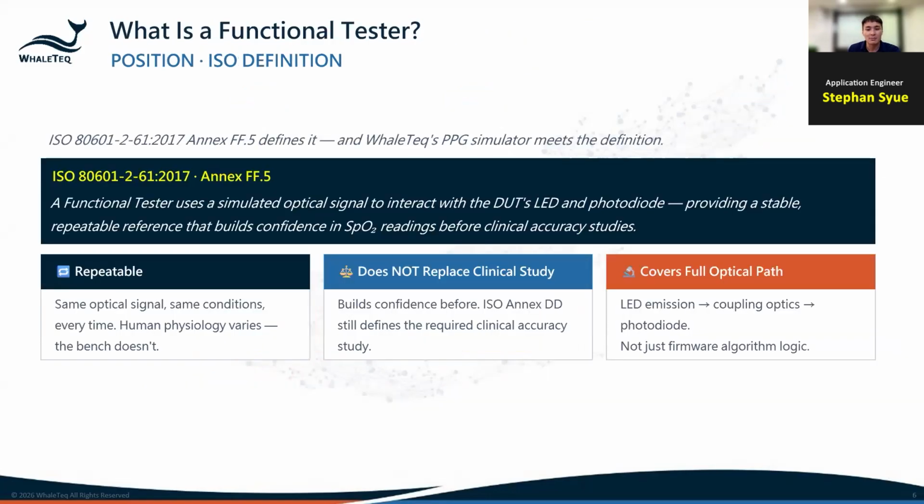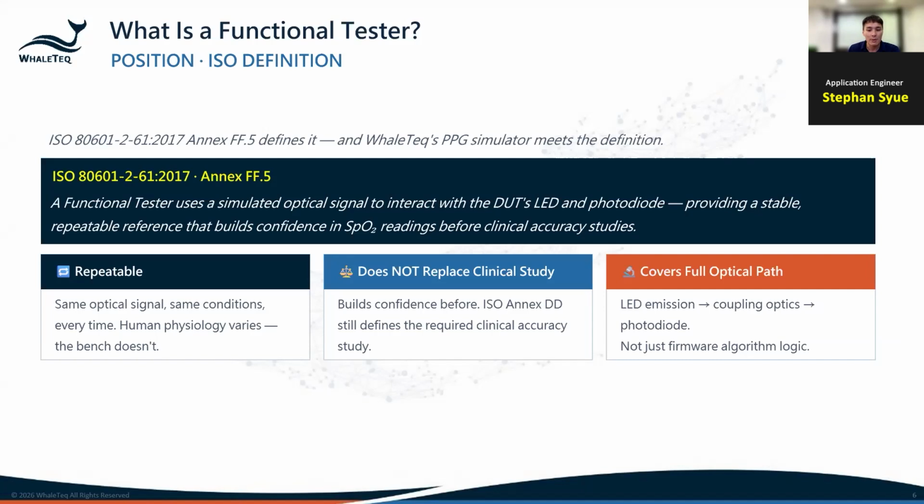So that's the anchor for the bench test in the standard. The oximeter standard is ISO 80601-2-61, version 2017. Now we have 2019, and now we will have 2025. So this hasn't been updated. It still stands that there's an annex specific to the functional tester, FF.5. It defines the functional tester as a device that uses a simulated optical signal to interact with the DUT's LED and PD, providing a stable and repeatable reference signal.